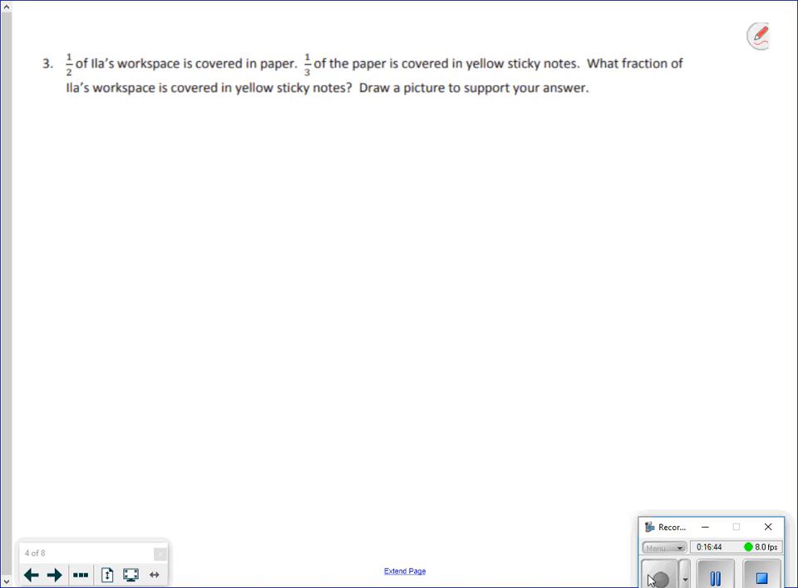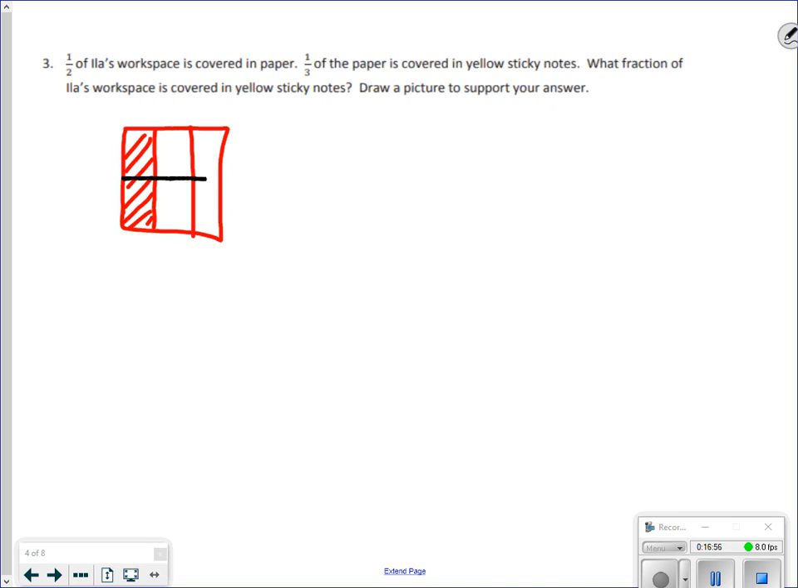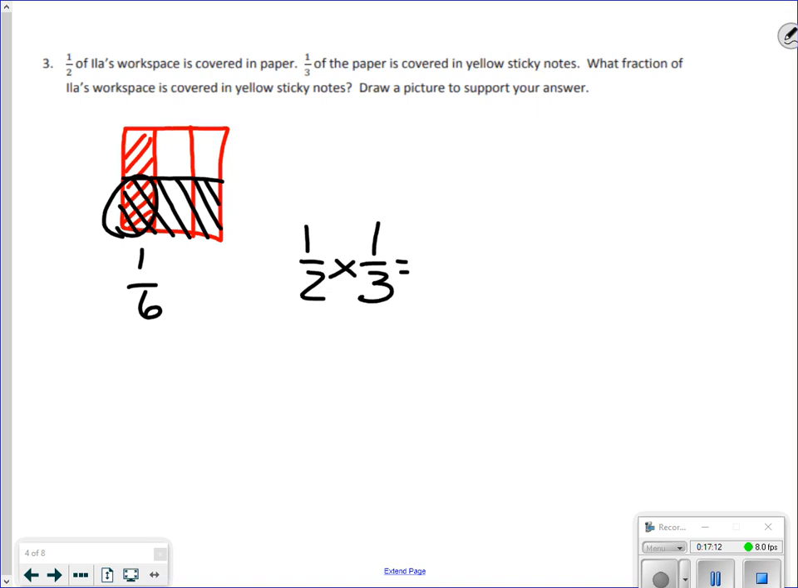So you should have where you've got 1/3, 1/2. The only part that's double shaded, right there, is 1 out of 6. 1, 2, 3, 4, 5, 6. 1/2 times 1/3. 1 times 1 is 1. 2 times 3 is 6. Easy peasy.